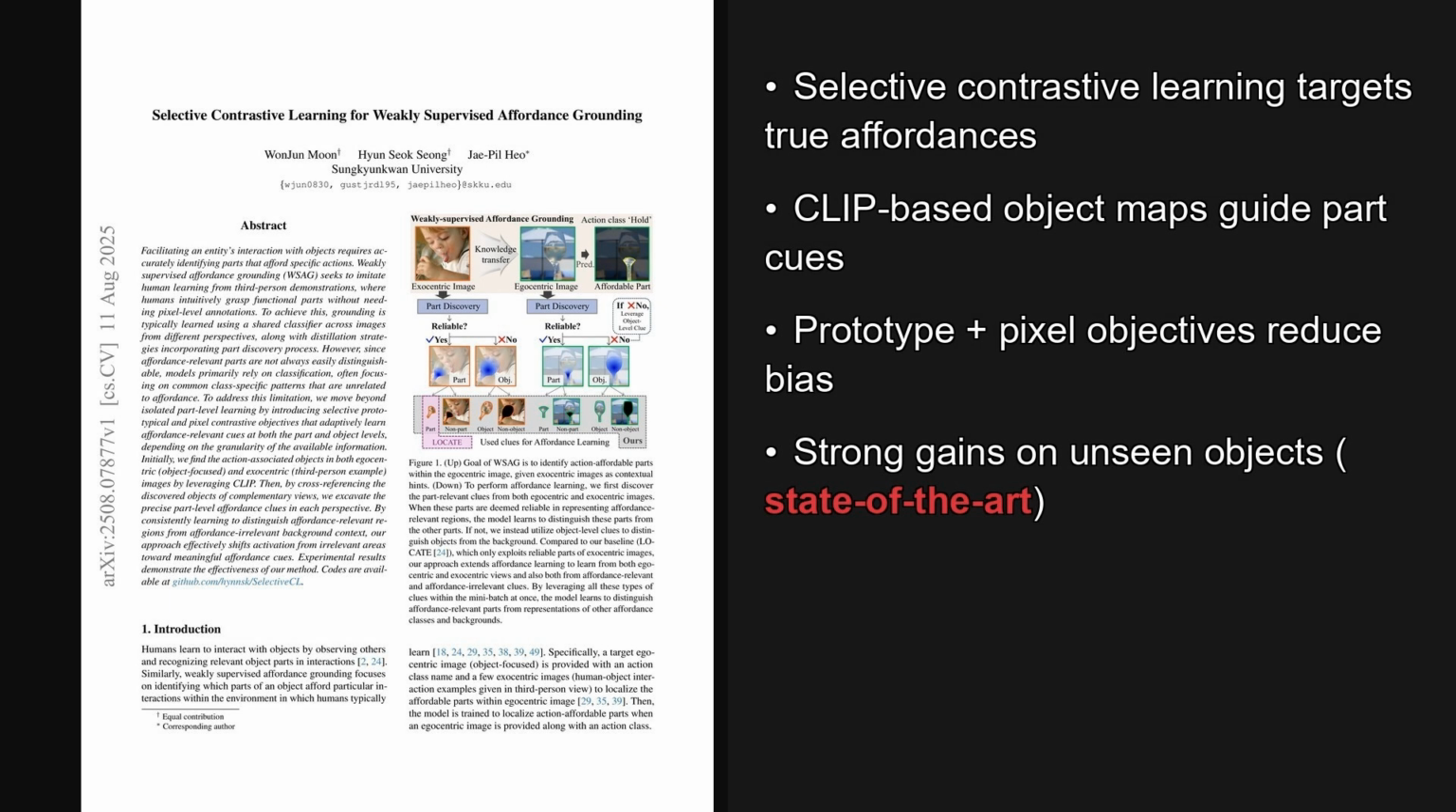Okay, wrapping up, 2 takeaways stand out. Selective prototypical and pixel contrastive learning steers attention from class bias toward true affordance cues, and the object-to-part switch guided by CLIP maps delivers strong generalization to unseen objects. The gains across AGD20K and HICO IIF back this up.